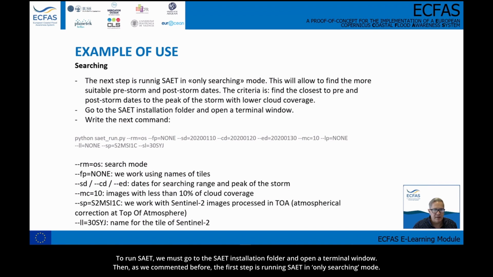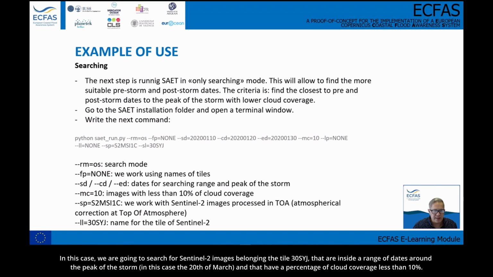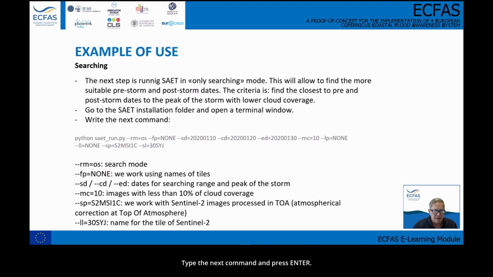To run SAET, we must go to the SAET installation folder and open a terminal window. Then, as we commented before, the first step is running SAET in only searching mode. In this case, we are going to search for the Sentinel-2 images belonging to the tile 30SYJ that are inside a range of dates around the peak of the storm, in this case the 20th of January, and that have a percentage of cloud coverage less than 10%. Type the next command and press Enter.